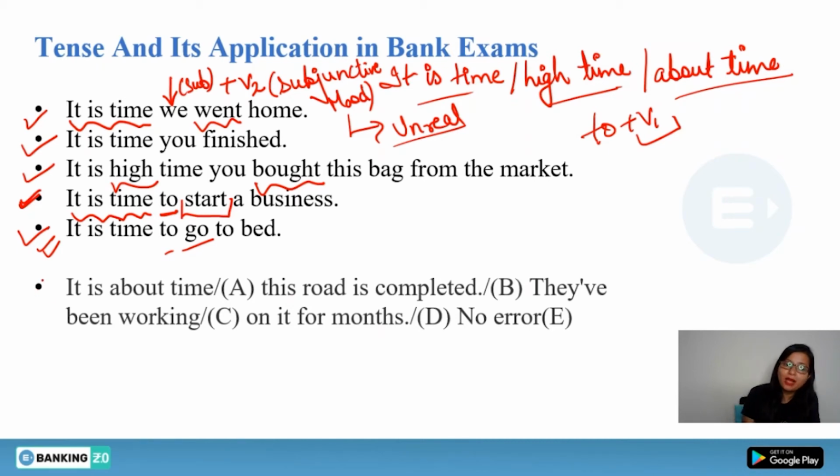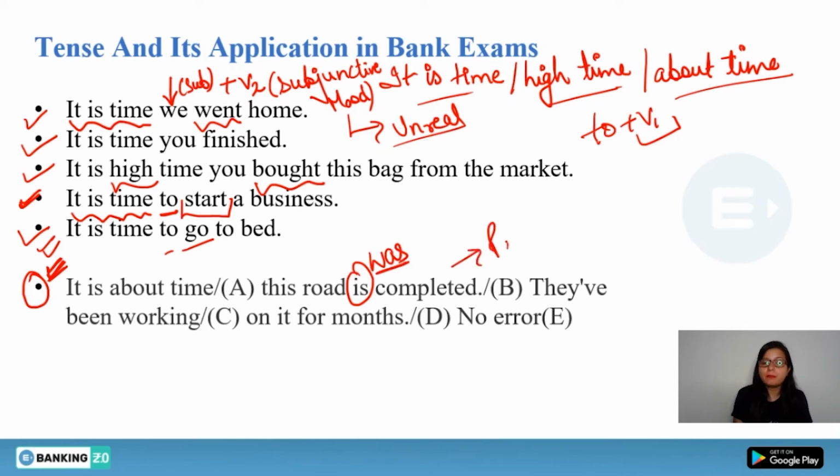Now you have this sentence: it is about time this road is completed, they have been working on it for months. Try to understand the meaning of this sentence. First of all, try to correct it. If you can see any error, try to find it, and then work out the meaning. It is about time this road is completed. First of all, it should be was. Why? Because first of all, this is the passive sentence.